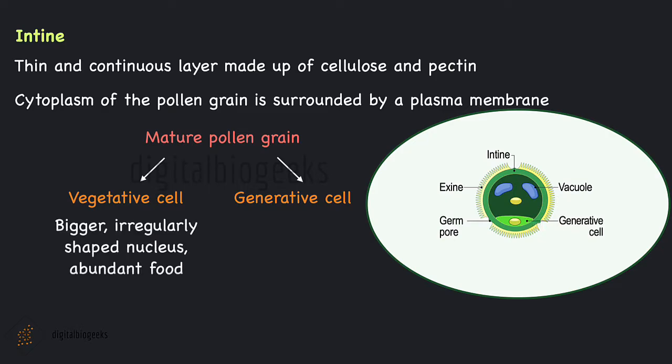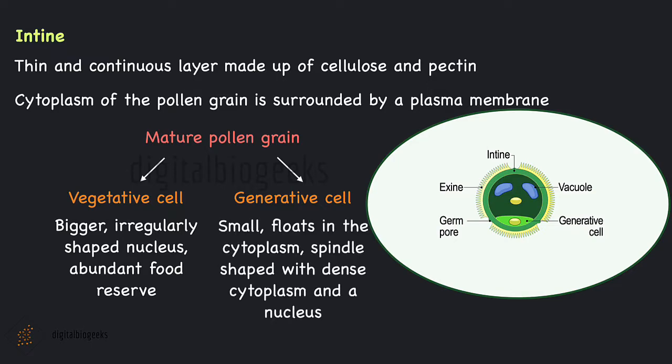The vegetative cell is bigger and contains irregularly shaped nucleus. It has abundant food reserves. Vegetative cells form the pollen tube that grows to meet the unfertilized ovules. The generative cell is small and floats in the cytoplasm of the vegetative cell. It is spindle in shape with dense cytoplasm and a nucleus.